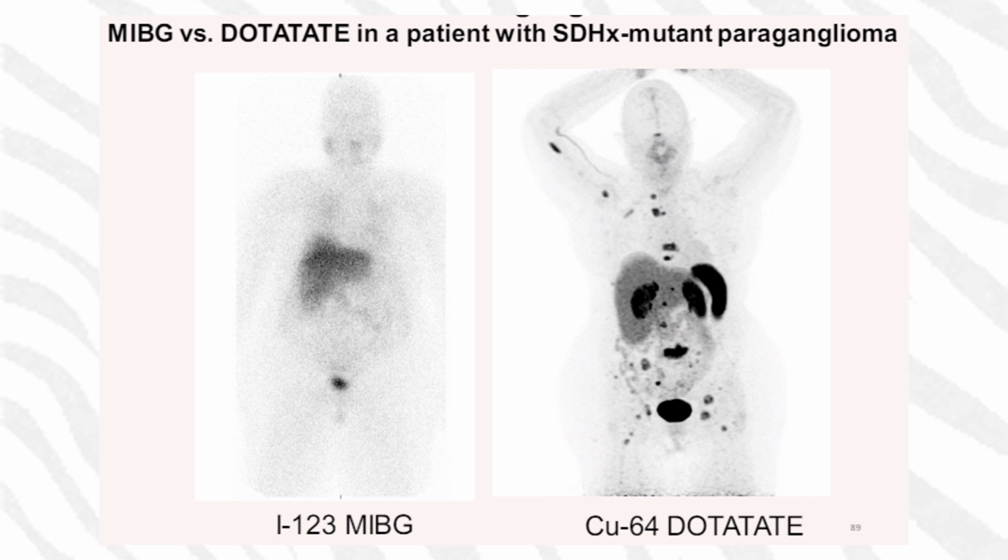Now here's an example of MIBG versus dotatate. Recall that I-123 or I-131 MIBG are often used in patients with pheochromocytoma or paraganglioma. And this is a patient with a history of mutant paraganglioma. The I-123 MIBG study does not show anything, but when the patient received the copper-64 dotatate study, you see extensive uptake of neuroendocrine tumor, essentially paraganglioma.